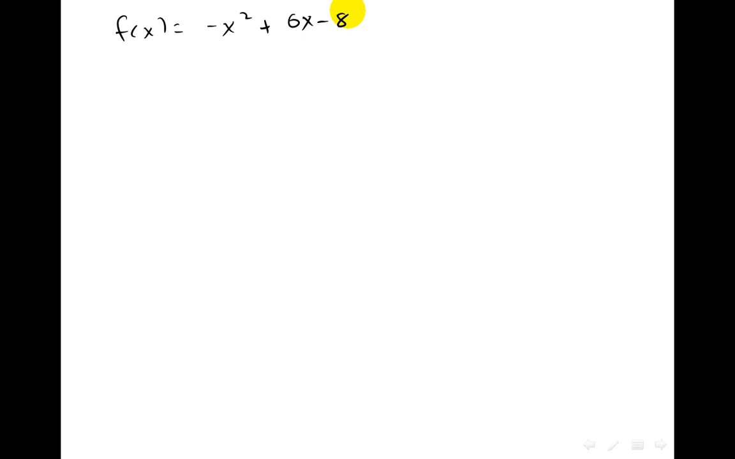f of x equals negative x squared plus 6x minus 8. So same thing, I want to change it to the standard form, so I have to get rid of this negative, take it out as a common factor. So if I take the negative out, this will be x squared minus 6x plus 8. Take care again here, if you multiply this by the negative again, this will be negative x squared positive 6x negative 8, which means I didn't change the original question.